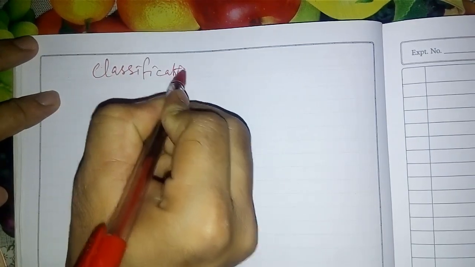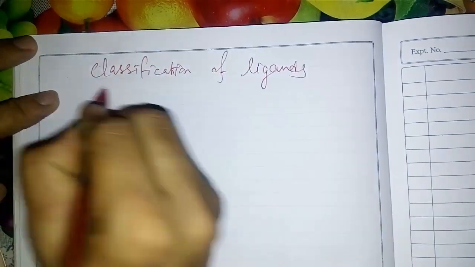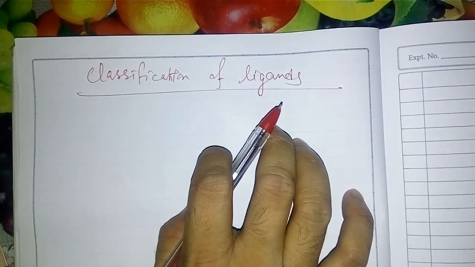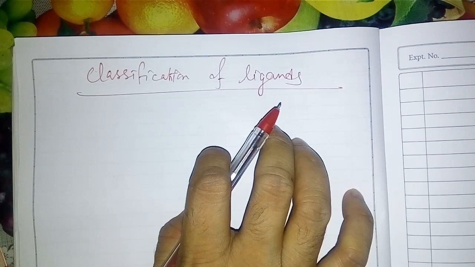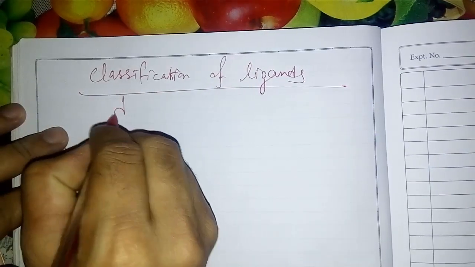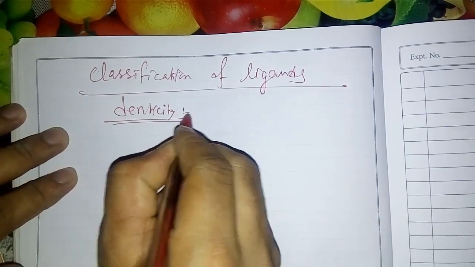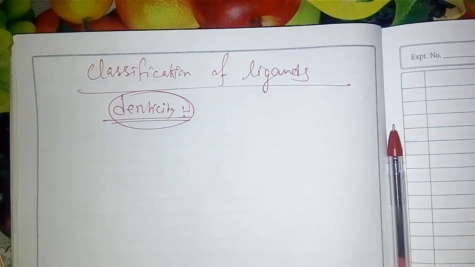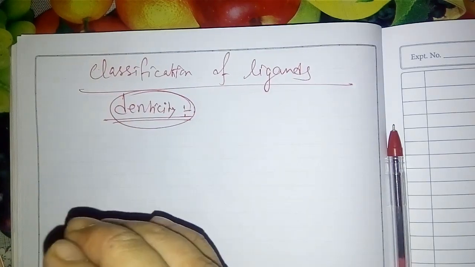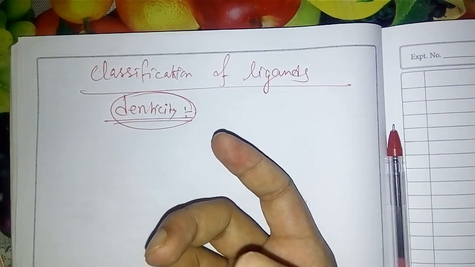Classification of ligands. First of all, you have to know denticity. What is denticity? This is very important, and it is the first basic foundation. So, define denticity: classification based on denticity of ligands.